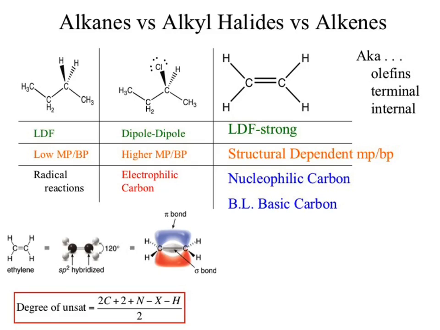Right? The pi bond is our source of electrons. Where those electrons go, if they're being shared with, say, a hydrogen, then we're looking at a Bronsted-Lowry basic pi bond or carbon. If the electrons go to something other than hydrogen, we're looking at a nucleophilic carbon.